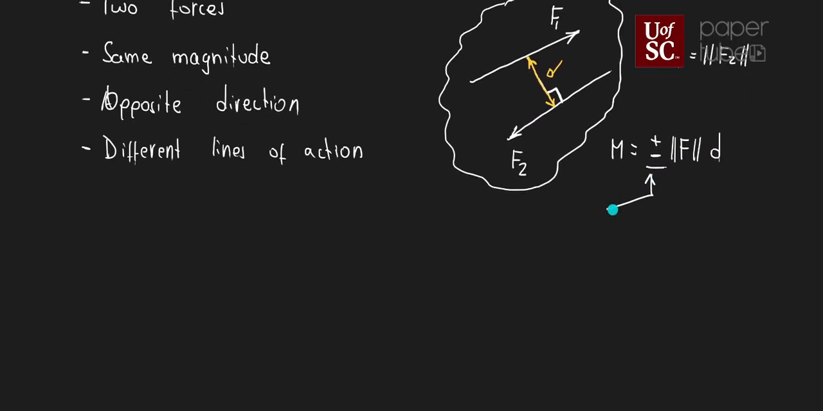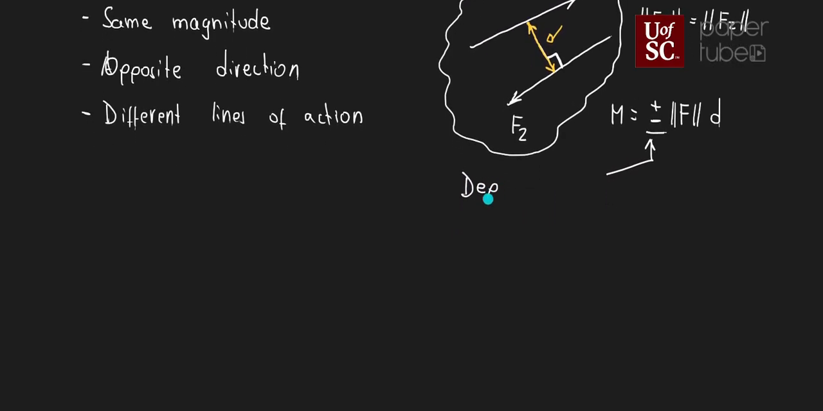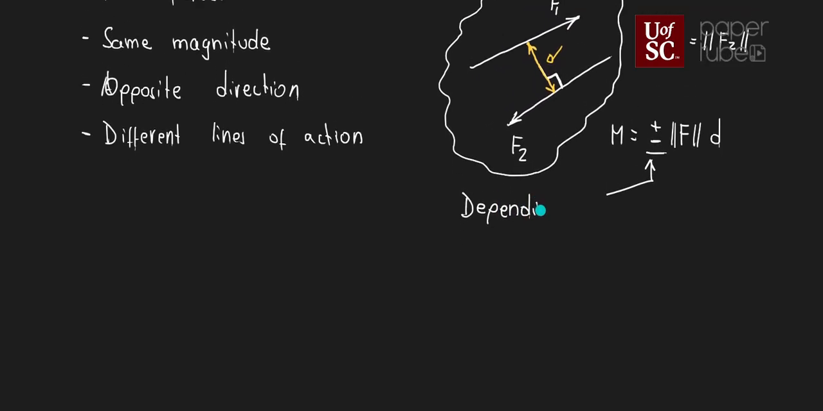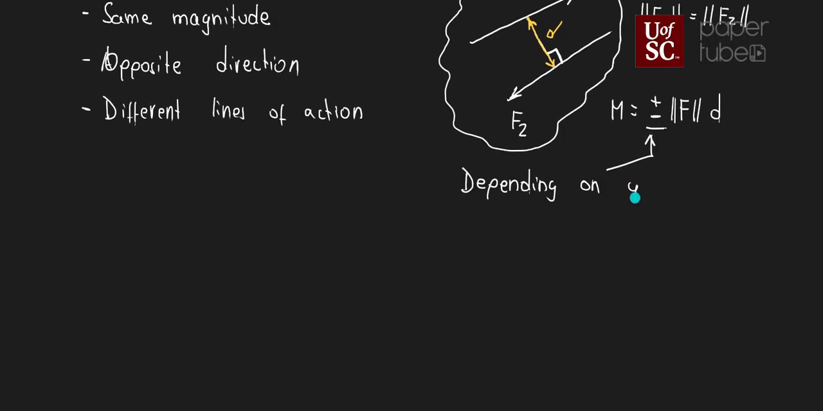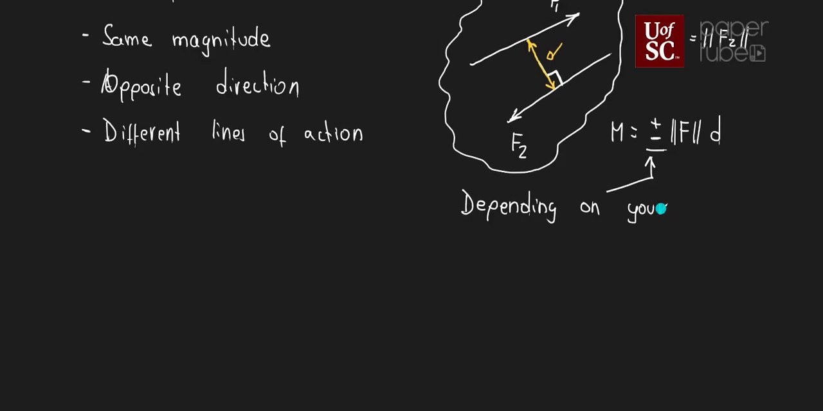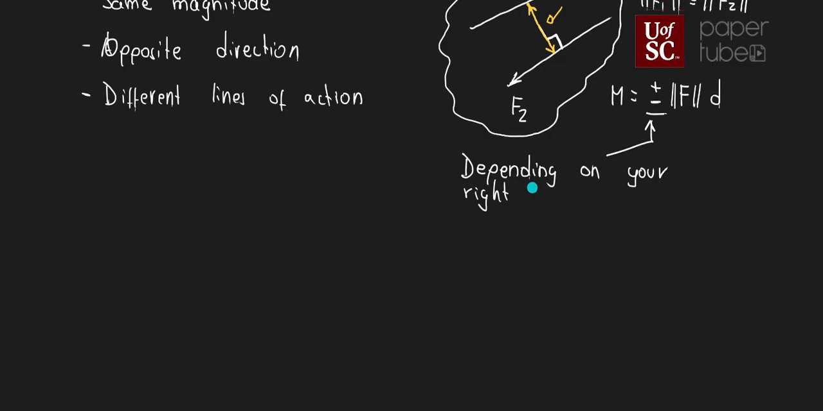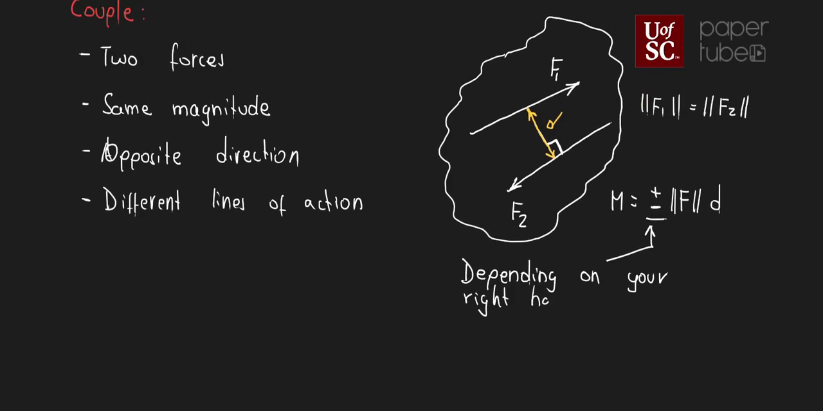So it's relatively easy to calculate the moment. Here we have that the sign depends on the right hand rule. Okay, so that is, in a nutshell, the concept of a couple.